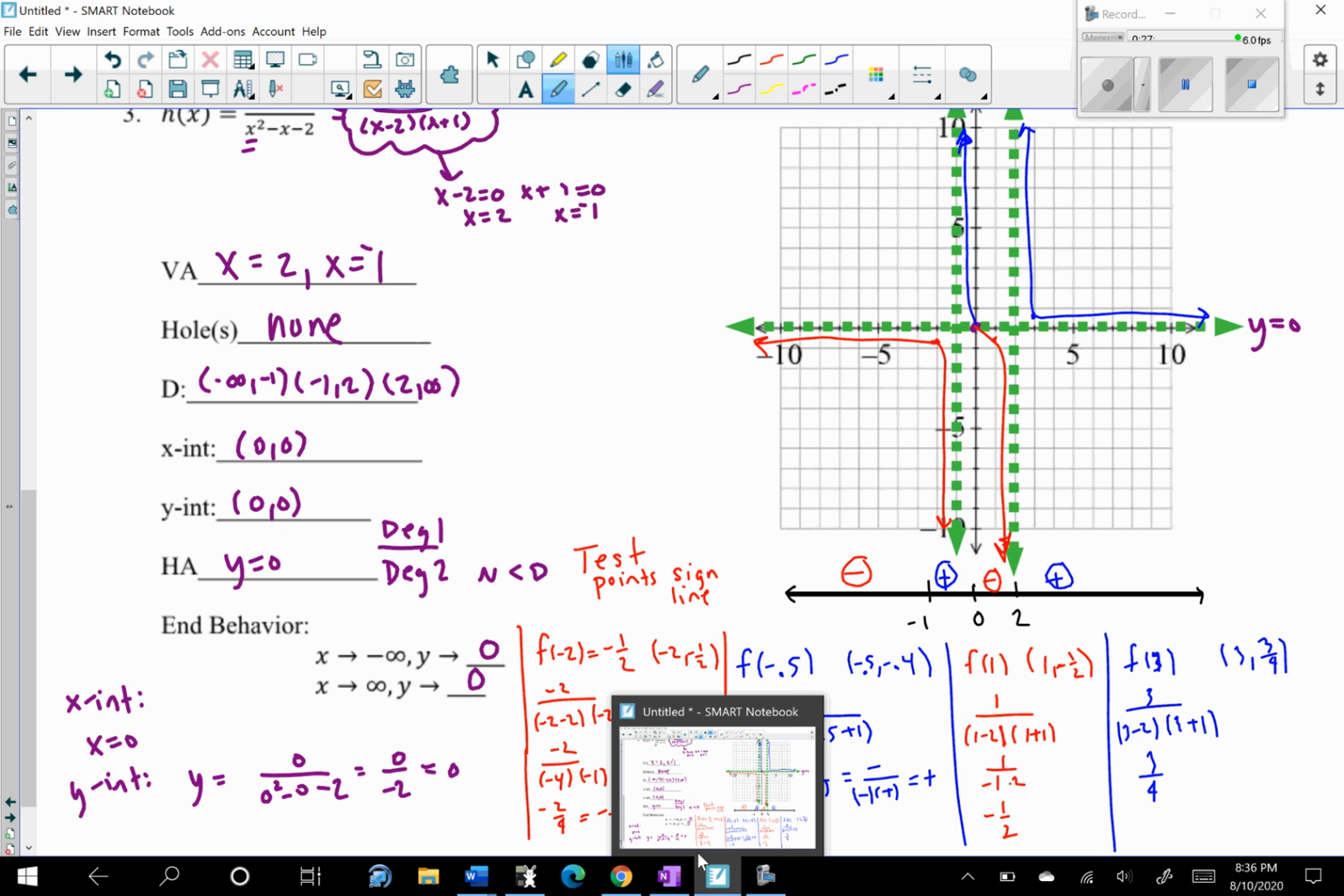And so that is all we're going to do for this, and then tomorrow we're going to take a look at the last two graphs that we have.